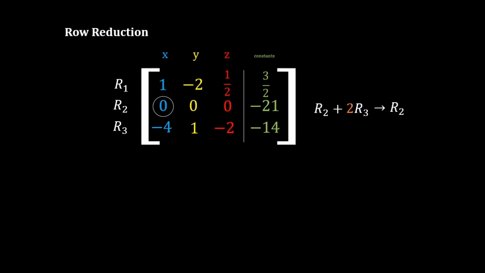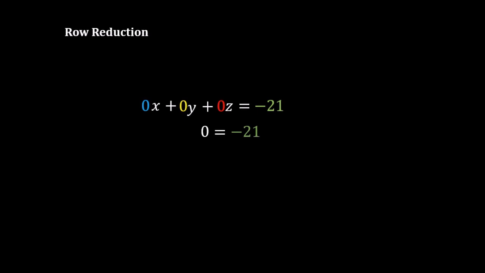Wait a minute. Let's have a closer look at that row 2. If we put this into an equation, we get 0x plus 0y plus 0z equals negative 21, which simplifies to 0 equals negative 21. That's incorrect, meaning there must be no solution to the system of equations. This is called an inconsistent system. And we can end the question here.